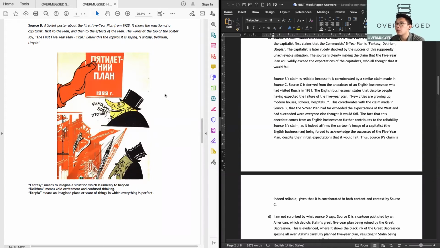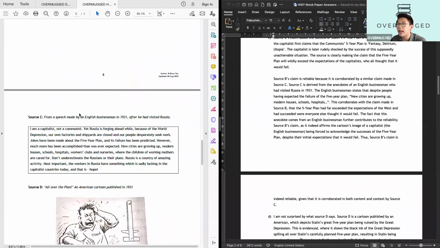So a better way to go about doing it, specific to this question, is to cross-refer and then evaluate the provenance of the source to show why it is meaningful. In this case, the source is reliable because it is very unexpected that an English businessman would say that communism has been successful. Why? Because traditionally, the West has been very doubtful of communism, and we expected communism to fail because they ideologically believe that communism is a weaker ideology than capitalism in terms of ensuring economic growth and success.